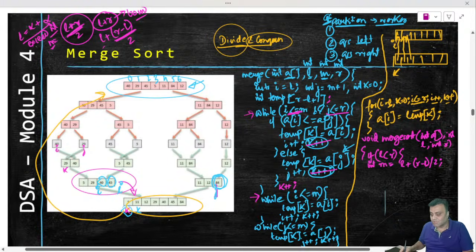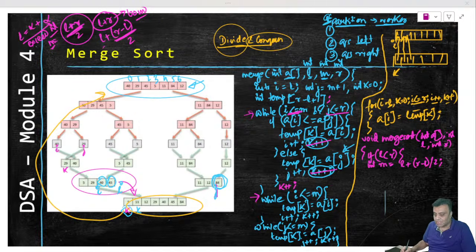So that is why we do L plus R minus L by 2 rather than doing L plus R by 2. So R minus L will narrow it down, divide by 2 will further narrow it down, add it to L, you will get the midpoint. So that is the reason for this midpoint.